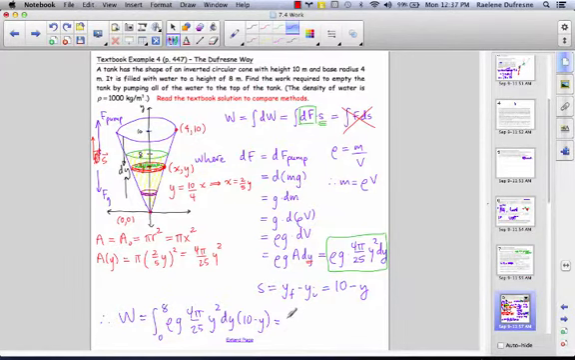So we're going to get 4 pi over 25 rho times g times the integral from 0 to 8 of y squared times (10 minus y), which gives us 10y squared minus y cubed, all dy. So we get a polynomial expression to integrate and apply the fundamental theorem. I'm going to do this on the TI-Nspire and then check the answer with the textbook.